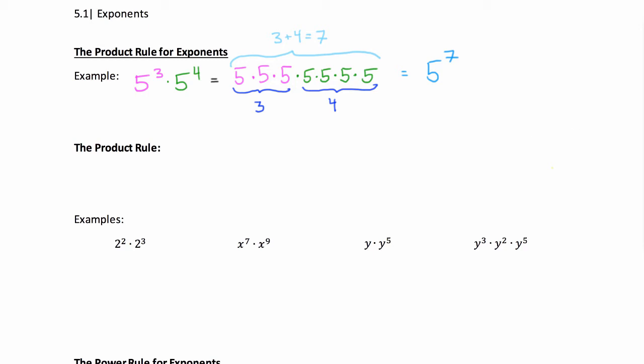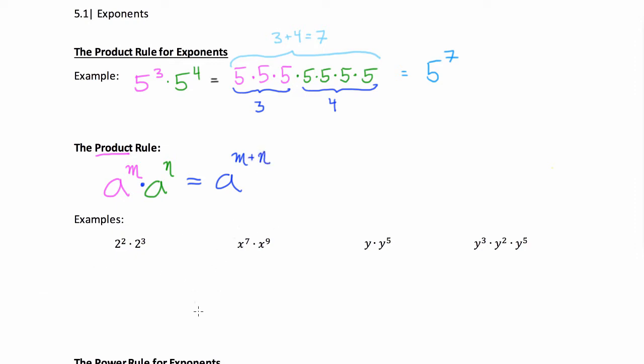And then I have this general rule for multiplying things to powers. So product, I'm talking about multiplication: a to the power of m times a to the power of n. This is the same base, like the 5 is the same, but they're being raised to different powers. The product of those two things is a to the power of m plus n.